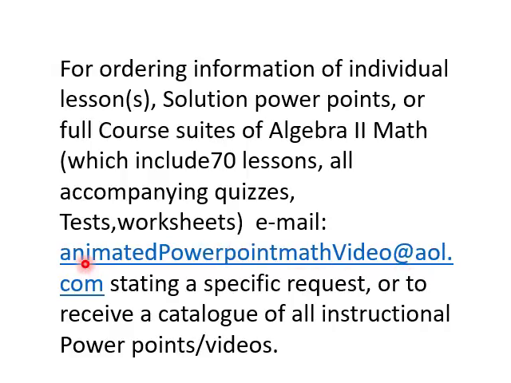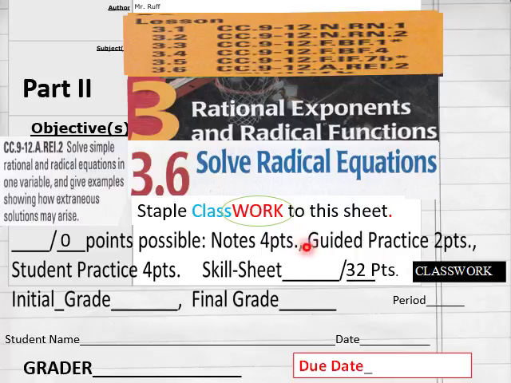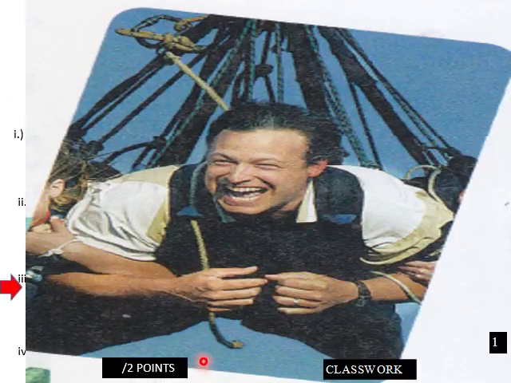Part 3 is available. 3.6, solving radical equations. We have a 32-point skill sheet in our classwork today. Get your classwork sheets at that email. And we have no points today for note-taking, for solving equations.